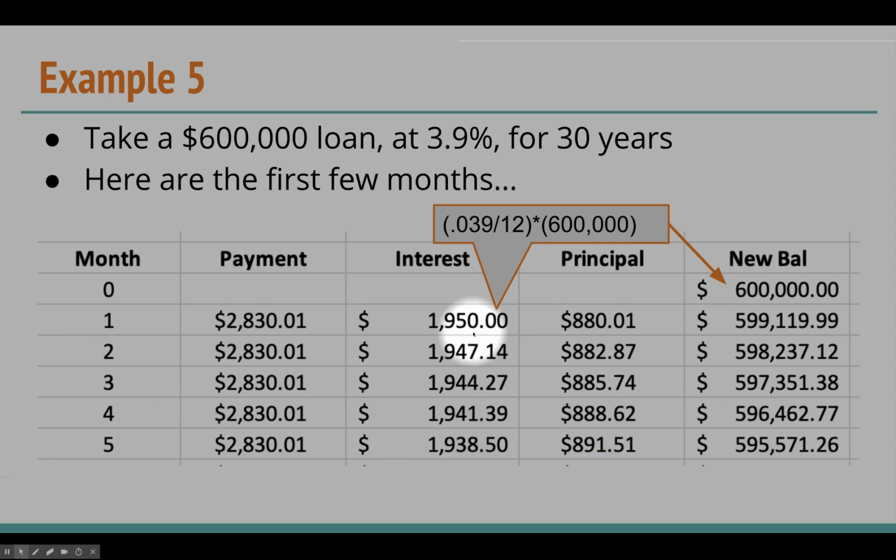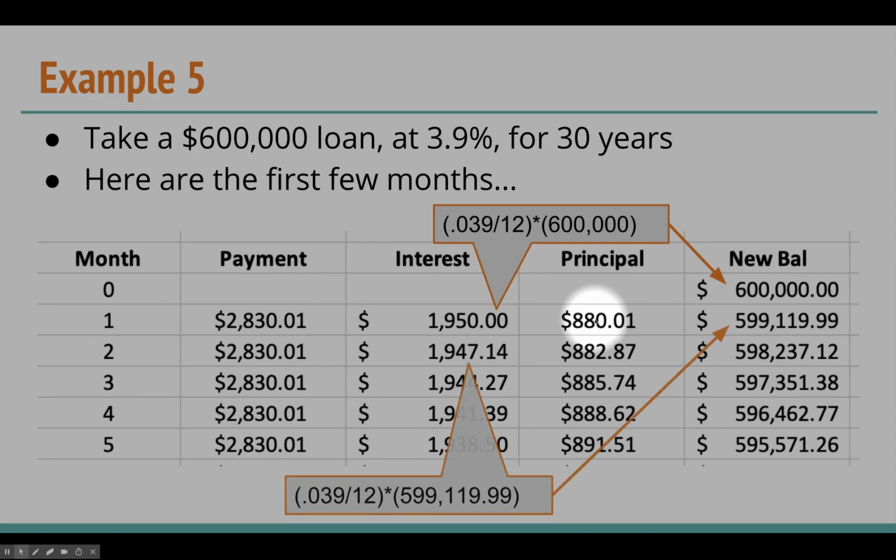Let me go back real quickly here. To find this cell, $880.01, I can simply subtract the interest that I paid in that first month from the total payment amount, and then I'll get this one here. So that is how we would compute those.